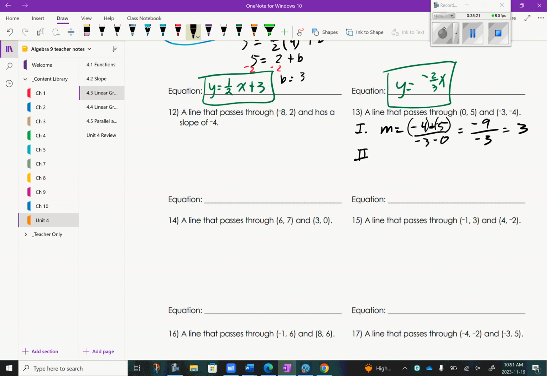And then step 2 is we need to find the y-intercept. If the highlighter would work. There it is. That's the y-intercept because x is 0. So our value here for b is 5. All we had to do was read it from that number. So our equation here becomes y equals 3x plus 5.